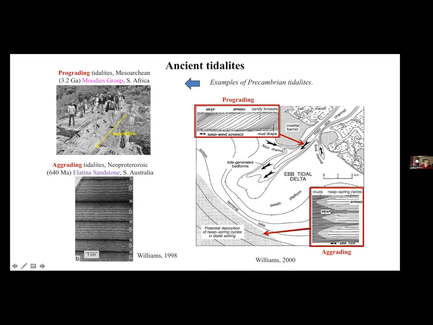Then there's the famous aggrading tidalite from the Elatina sandstone in southern Australia. These are the magnificent ones that in total, he's counted 60 years worth of. You've got to keep counting until you get 60 times 365, or if there are semi-diurnal tides in there, then you get twice that. So it was a huge project for sure. And I don't believe that the raw data are available to this day. So I intend to approach George Williams to ask if he would be willing to post them. So we have examples.